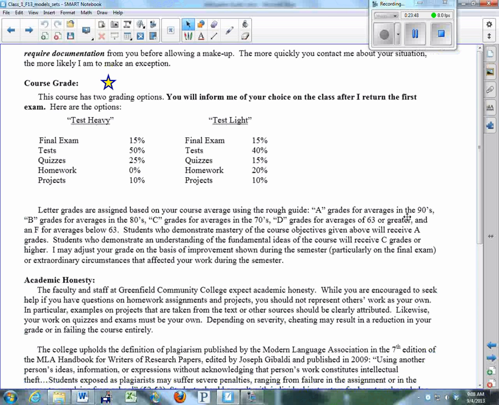Okay? Is it absolutely in stone, like if at the end of the semester you're like, can I change it? I might consider it. Okay? It's not absolutely in stone. It's just your way of deciding how you sort of want to operate in the classroom.